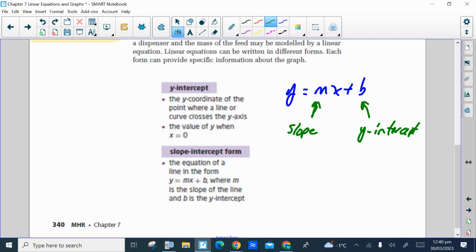Remember, we said that an equation is linear if there are no powers in it. If there are no exponents, that means that it will be a line.